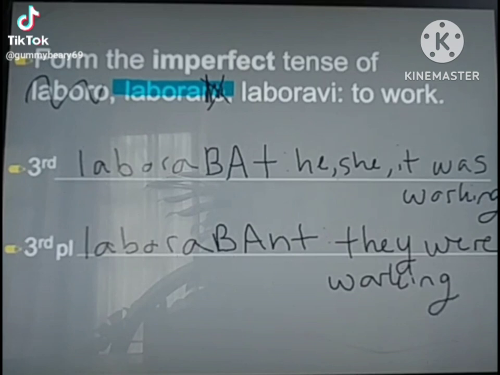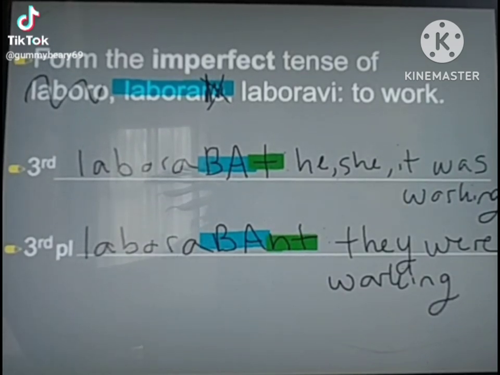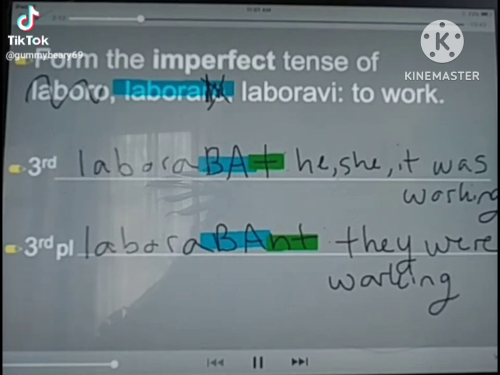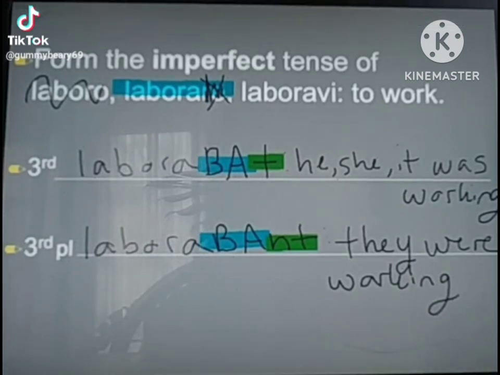So this is the imperfect tense. This B-A helps me recognize it. The T and N-T help me with the subject, just like they always did with our present tense. So what comes before the T and N-T will change our endings. And we're always using this second part, the infinitive part, minus the R-E, to form the imperfect tense.